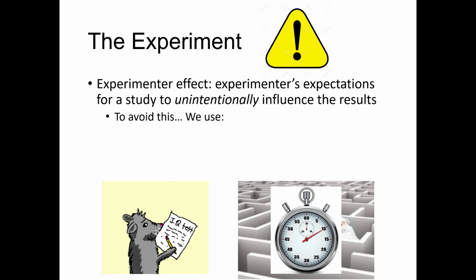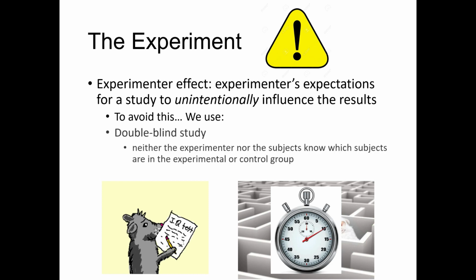So to avoid this experimenter effect, we can use a double-blind study. In a double-blind study, neither the experimenter nor the subject knows which subject, in this case the rats, are in what group. But of course, someone needs to keep track of these groups, so usually the responsible researcher, usually a professor, will know the groups, but the research assistants who will be running the study do not know which participants or rats are in the experimental or control group.